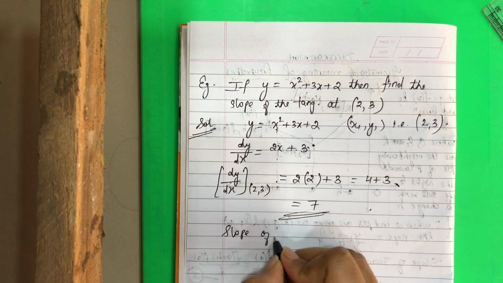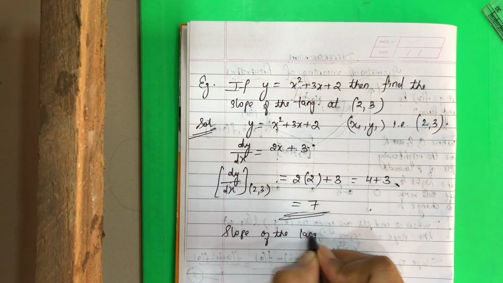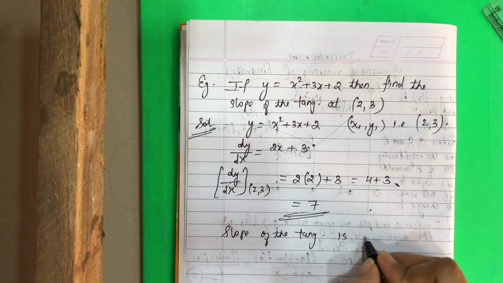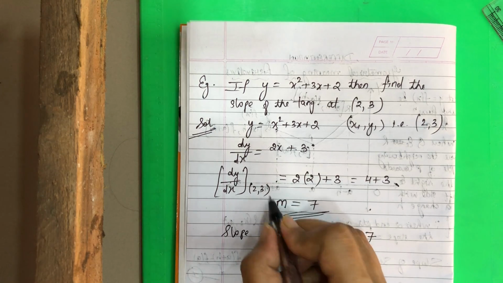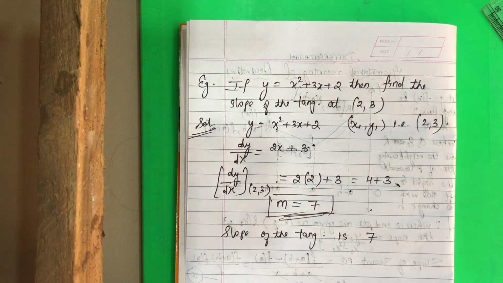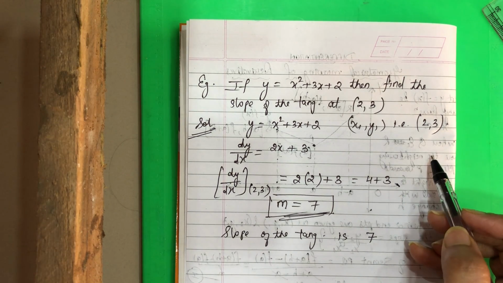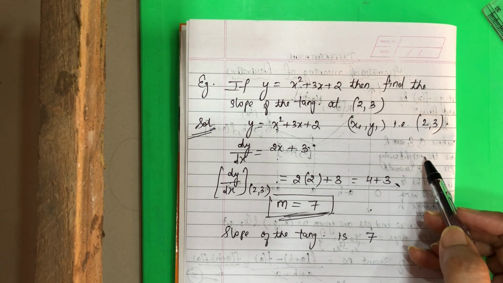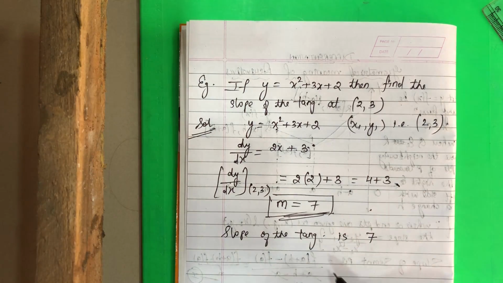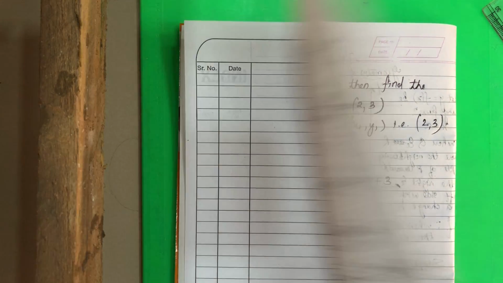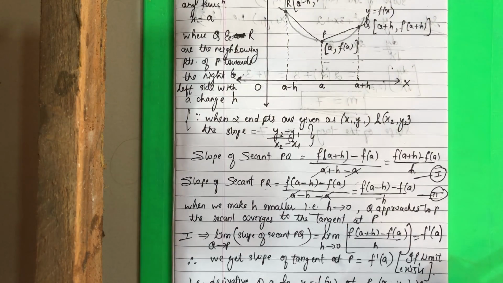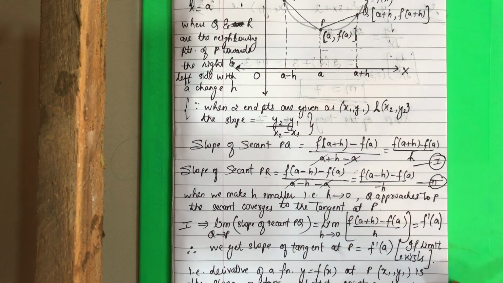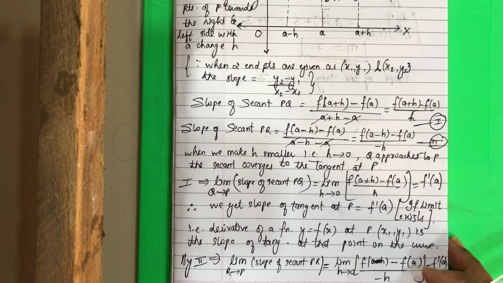Slope of the tangent is 7. The slope can also be denoted by m. You can write m is equal to 7. That is the slope of the tangent at the given point (2, 3) for the given curve. This is by the same definition we have studied just now, by the geometrical explanation of the derivatives.